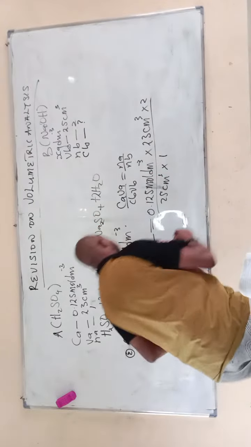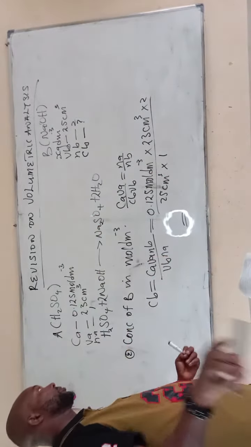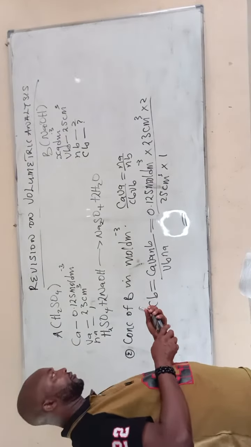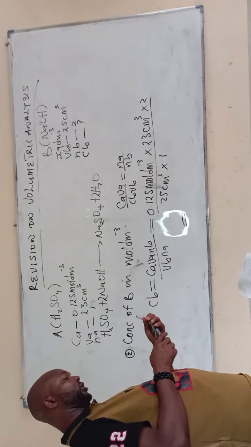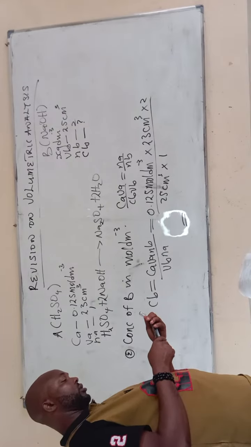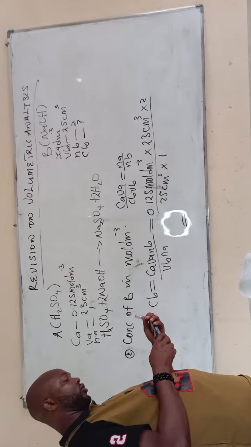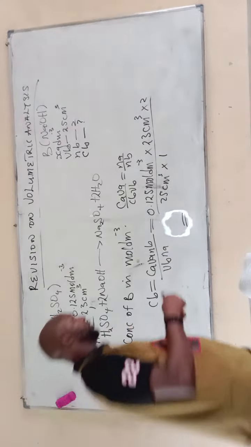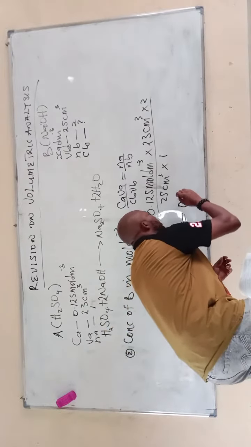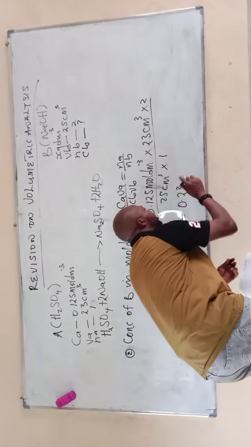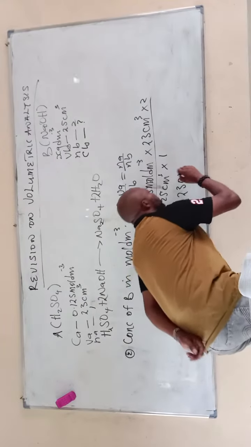So my CB will become 0.125 times 23 times 2 divided by 25, which is 0.23. So I have 0.23 mole per dm cube, to 3 significant figures.